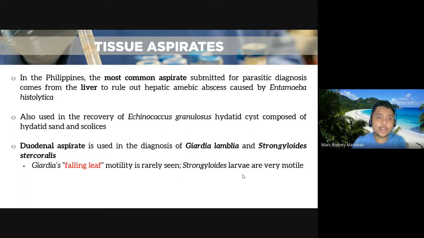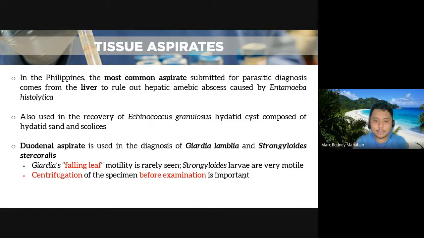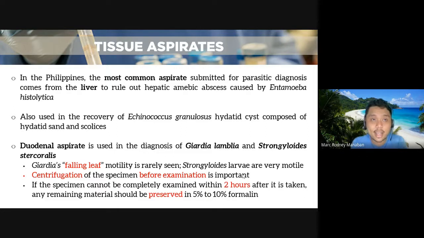But for duodenal aspirates, the Giardia motility, falling leaf motility, is again rarely seen, but Strongyloides is highly motile, the larva. Okay? Alright. Again, we centrifuge to concentrate the sample. And if there is a delay in examination, if within 2 hours it cannot be examined yet, you need to preserve the sample in PVA, in 5 to 10% formalin. Okay? So you have duodenal aspirates. Okay? From your duodenum, in the small intestine.